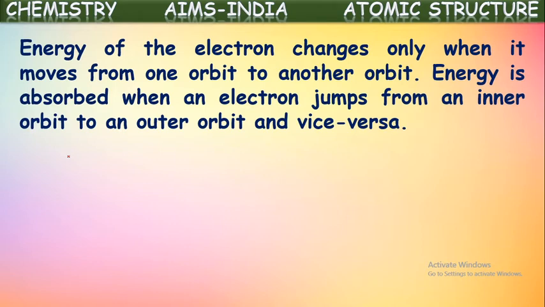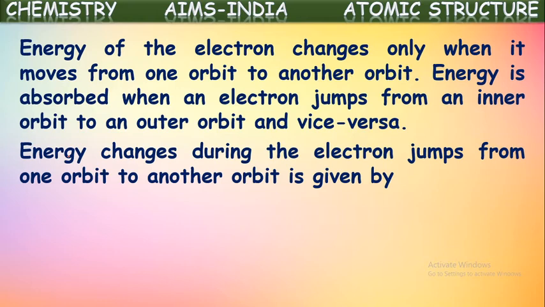But when an electron jumps from a higher orbit to a lower orbit, then it radiates energy. So these two are vice versa. When an electron jumps from a lower orbit to a higher orbit, it absorbs energy. When an electron jumps from a higher orbit to a lower orbit, it emits or radiates energy.